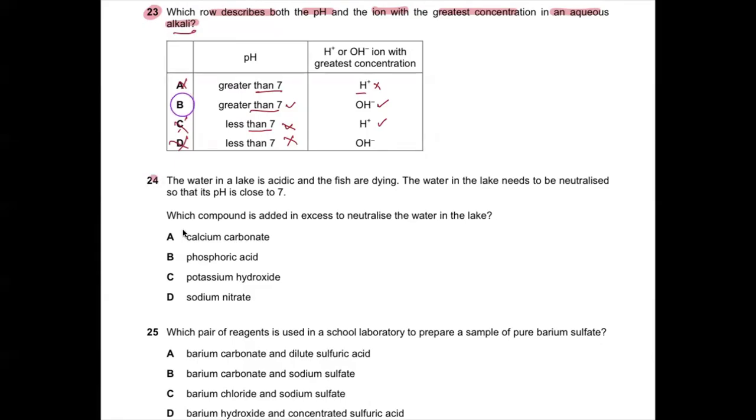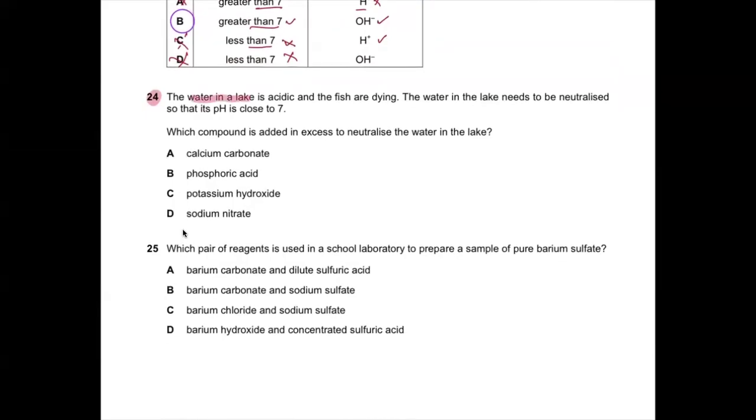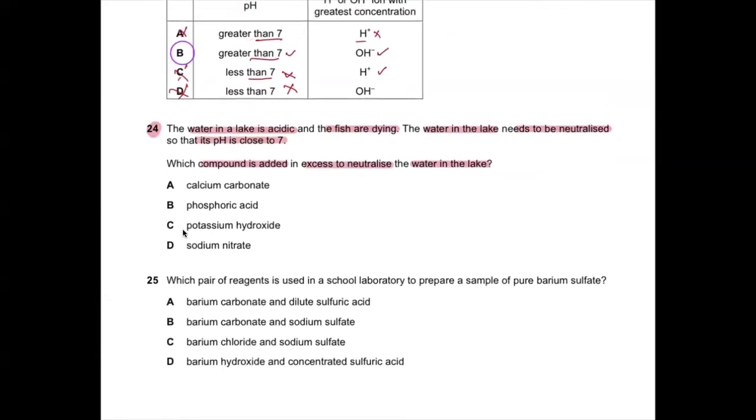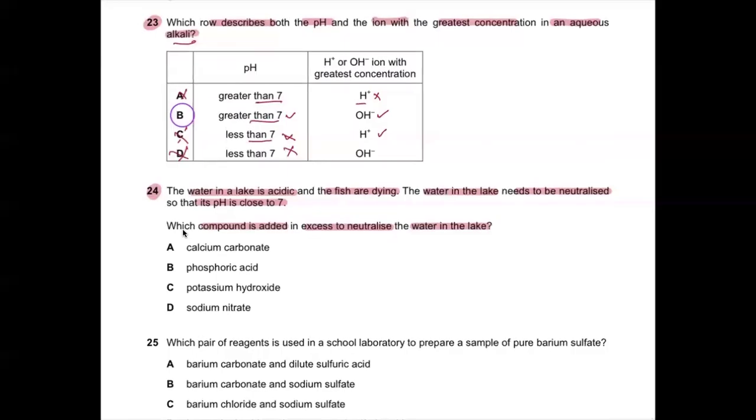Now MCQ number 24. The water in a lake is acidic and the fish are dying. The water in the lake needs to be neutralized so that the pH is close to 7. Which compound is added in excess to neutralize the water in the lake? The water in the lake is acidic, so we are not going to add any acid. So B goes wrong, right?